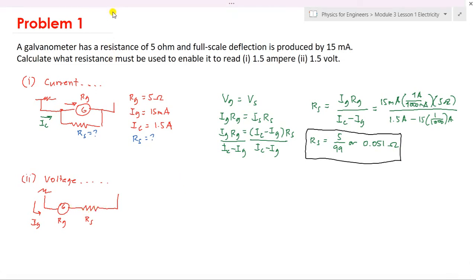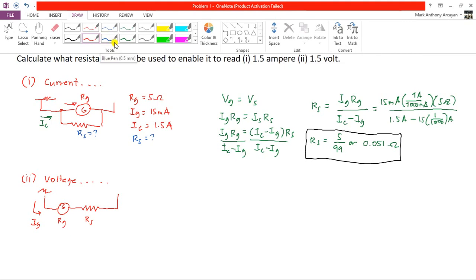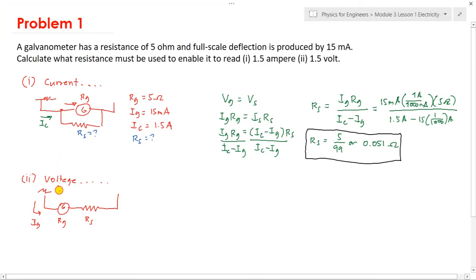So therefore we can say that, since ang ma-read niya meaning that is the voltage coming from the circuit. So that would be the VCC, that is 1.5 volts. So ang mo-agi sa circuit, that is 1.5 volts.